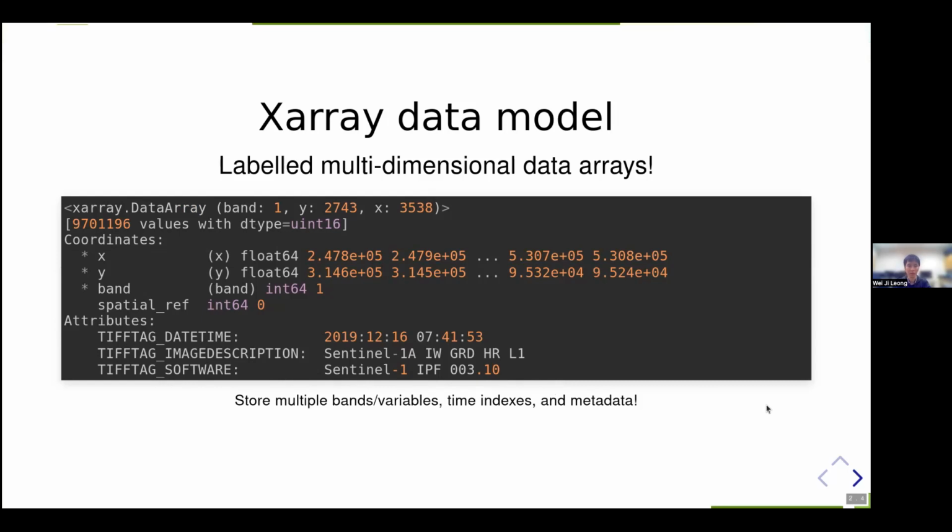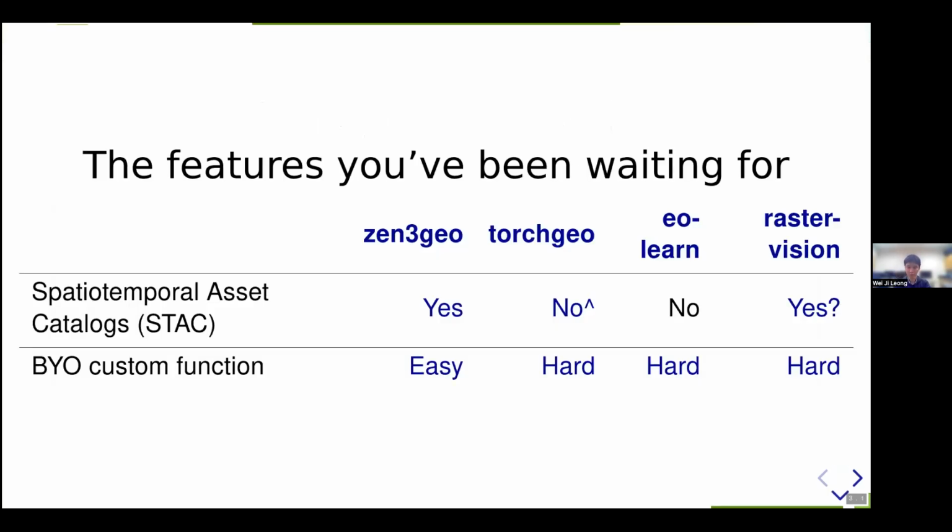So yeah, those were a bit about the core data structures which zen3geo uses. Now I'll get into some of the features that are in zen3geo. So things like SpatioTemporal Asset Catalogs, and say you have a function, and also the ease of use to extend it to your own custom function. So if you want to bring your own custom function for your particular special dataset, there is a way to do that quite easily. So I'll get into that in a minute.